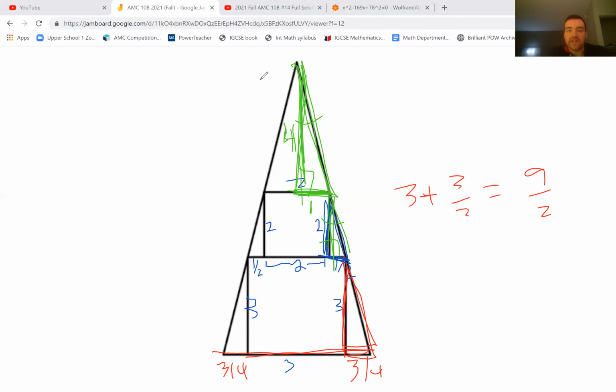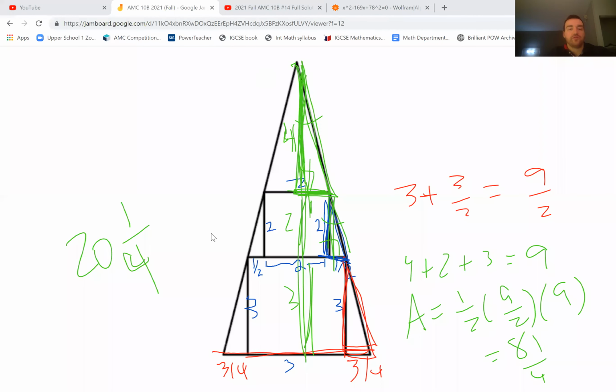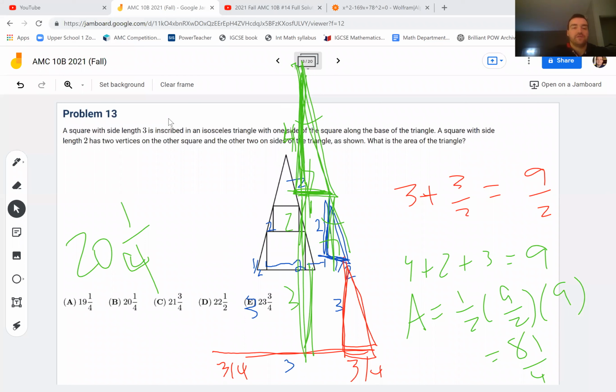So do we now know the height of the entire big triangle? Well, this is 4, this is 2, and this is 3, right? 4 plus 2 plus 3 is 9. So the area of the triangle, 1/2 base times height, is 81/4, which reduces to 20 1/4. And 20 1/4 is choice letter B. So the answer for 13 is B.